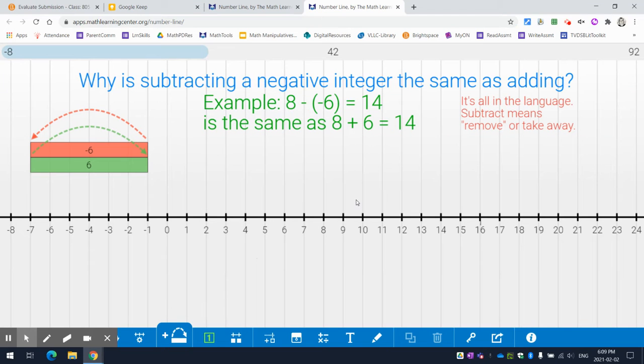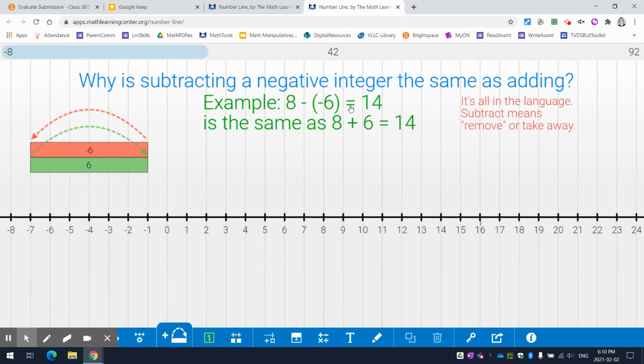Everybody. Our class is working on integers with positive and negative integers. And one of the confusions that we have been coming across is the students' understanding of what happens when we are subtracting a negative integer. We have learned that a shortcut understanding is subtracting a negative is really the same as adding.